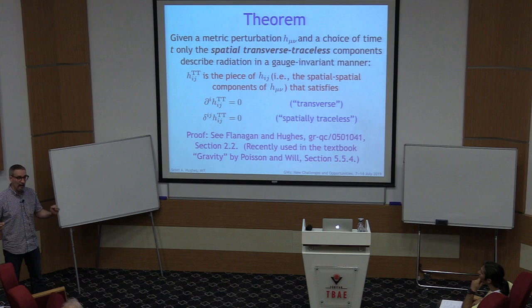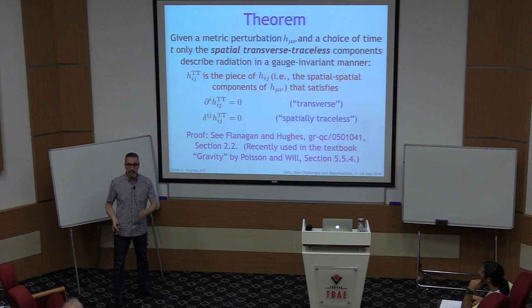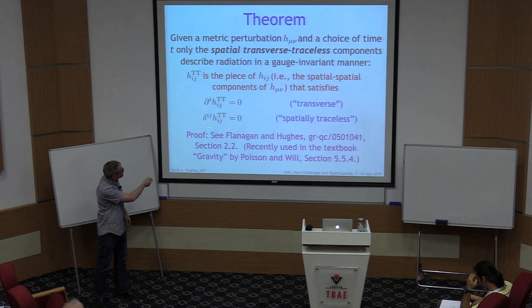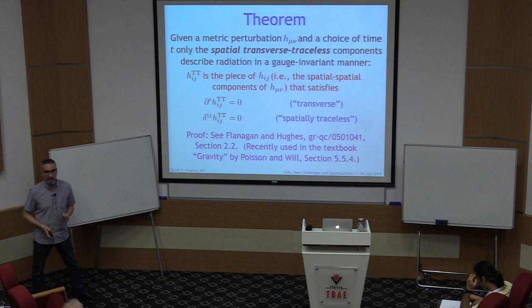This is great, because it means that, again, lock me in a closet, give me your favorite stress energy tensor, and I will churn out h_mu_nu. Then if I want to know what the radiation content of that is, all I need to do is pick out the piece of it that satisfies these constraints, boom, that's gravitational radiation. So how do I actually use this?